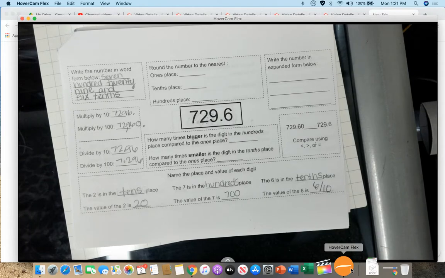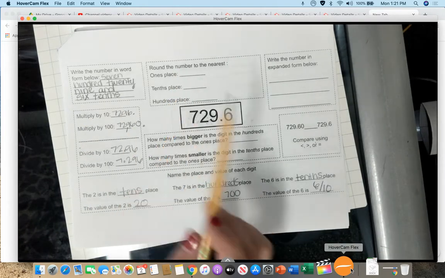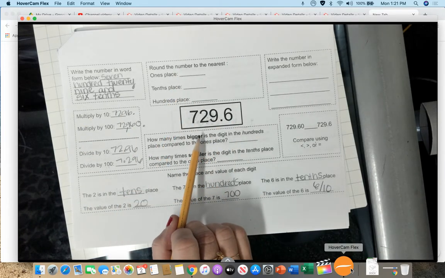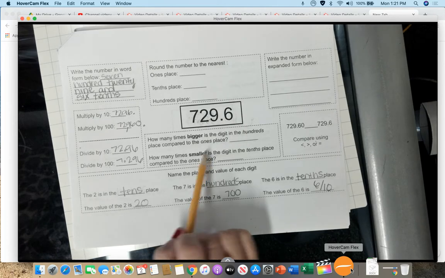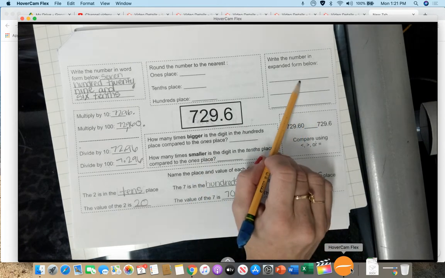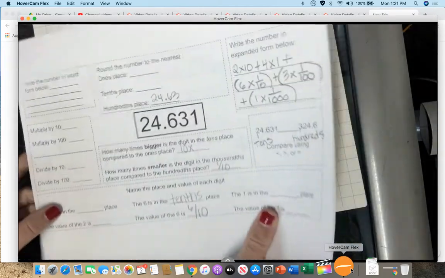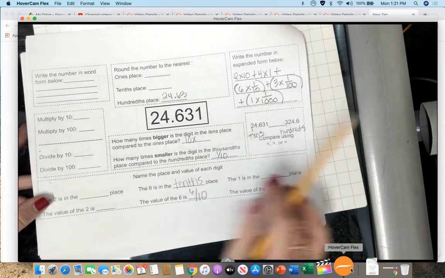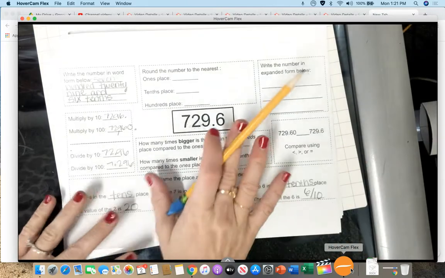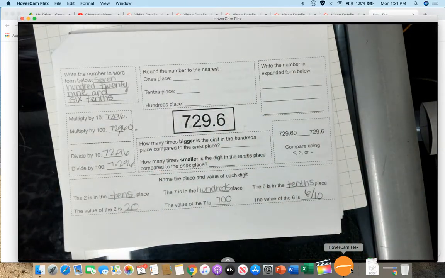All right, you guys, I want you now to go round, identify how many times bigger, how many times smaller, compare, and expand. If you forget how to do these, go back and check out our previous examples when I did those in the video. Okay, you guys, complete your page and I will see you later.